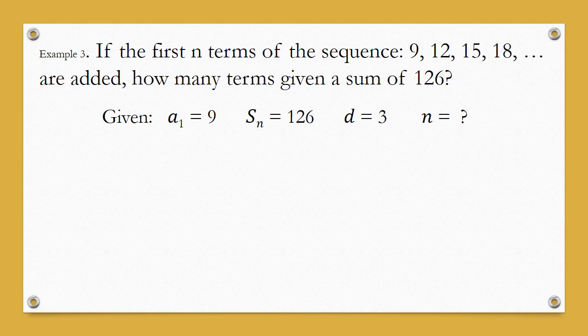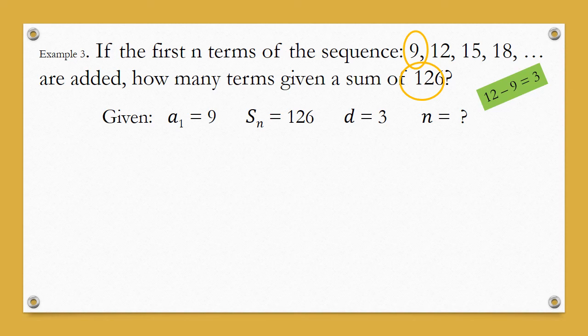If the first n terms of the sequence 9, 12, 15, 18, and so on are added, how many terms are needed to give a sum of 126? Okay, of course, alamin natin ang given. 9 is the first term, then 126 is the sum of the terms. And of course, kukunin natin ang common difference. Ang common difference is from 12 minus 9 or 15 minus 12 or 18 minus 15, and ang makukuha natin ay 3.